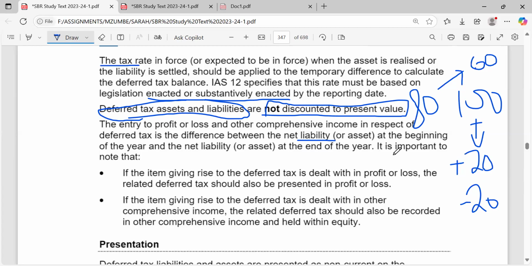So here we are told that it is important to note that if the item gives rise to deferred tax is dealt with in profit or loss, you have to follow. You know, the statement of profit or loss and the other comprehensive income, you have the part for profit or loss, but also you have the part for other comprehensive what? Income, like the revaluation gain under IAS 16, right? So you should follow that principle, right? So if the item giving rise to it is dealt with in the profit or loss, the related deferred tax should also be presented in profit or what? Or loss. If it is in other comprehensive income, it should also be taken to other comprehensive what? Income, right? Okay, so that's what you should do.